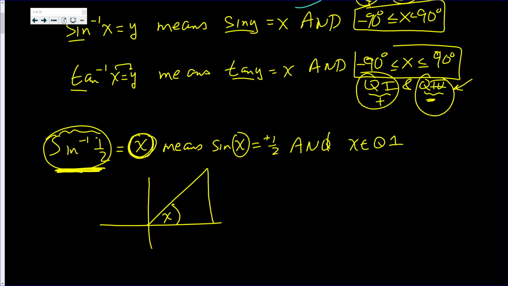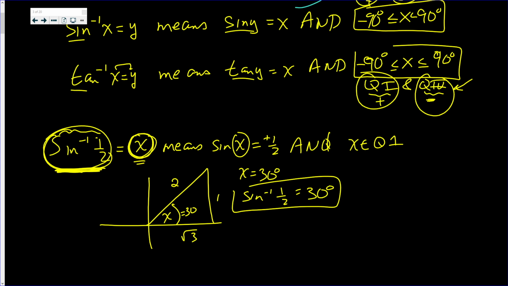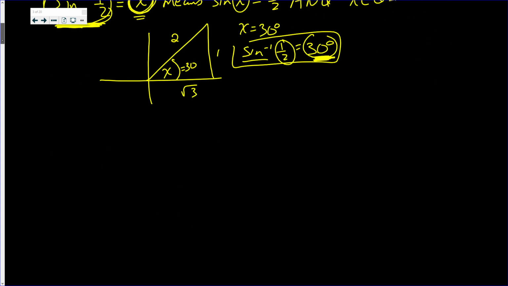There's x. The sine of x is 1 over 2. Oh, I recognize this. Oh, yeah. X is 30 degrees. That is the sine inverse of a half. That is what we called x, is 30 degrees. It has to be that the sine of this angle is a half, and that this angle is between negative 90 and 90. And it is.